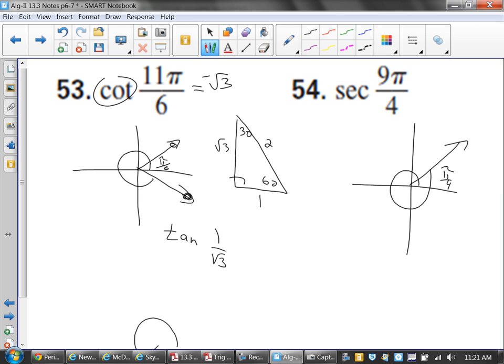Let's see. Secant is the inverse of what? Cosine. So if I'm looking at it, you could do this one of two ways. You know you have a 45, 45, 90. Now, the cosine would be 1 over root 2. What would the secant be? Is cosine positive or negative in the first quadrant? So what is secant? Positive. And you go to the next problem. Okay?